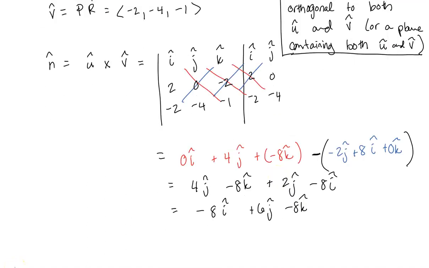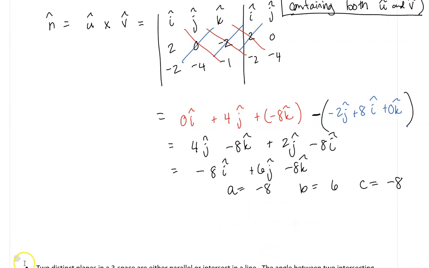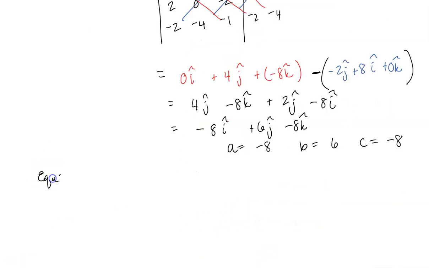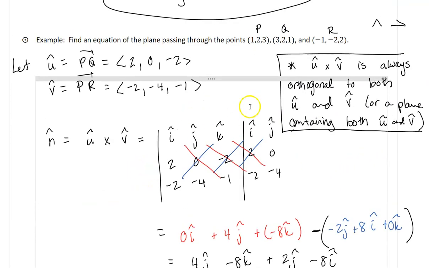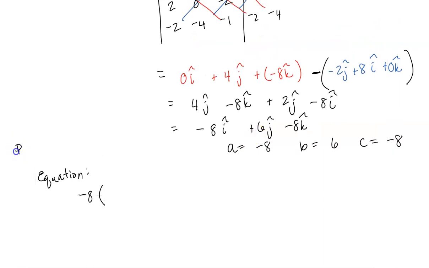So when I go through that process and calculate using the diagonal method, I get negative 8i plus 6j minus 8k. So my a is negative 8, my b is 6, and my c is negative 8 also. Now let's find the equation of our plane. Using the form from earlier, we'll have a, negative 8. Now you can pick any one of the points you want. I'm just going to choose P, which is (1, 2, 3), because that sounds good. So that's my x1, y1, and z1.